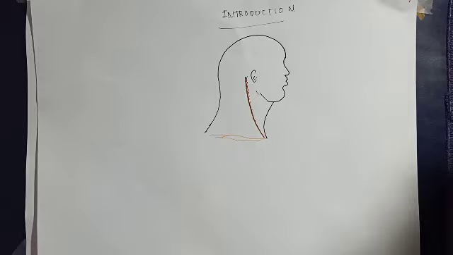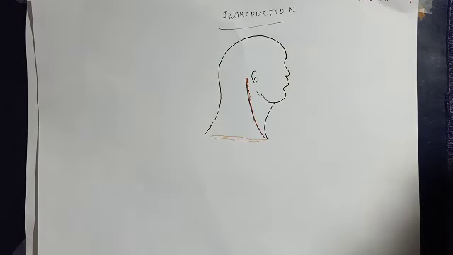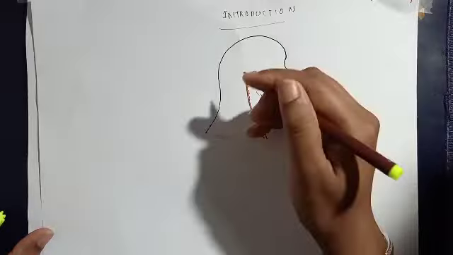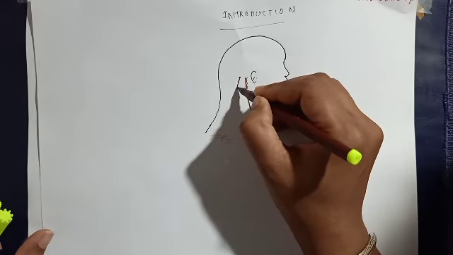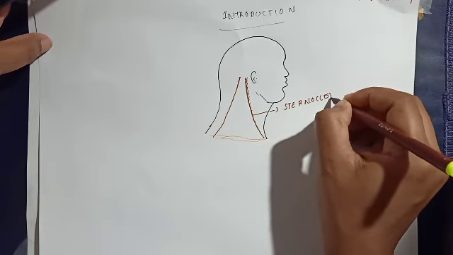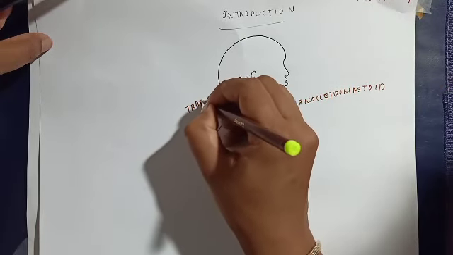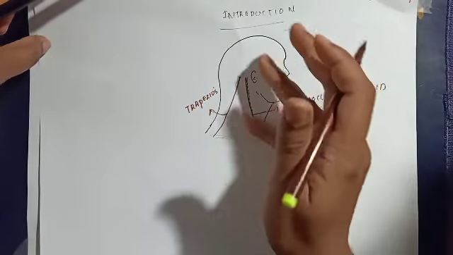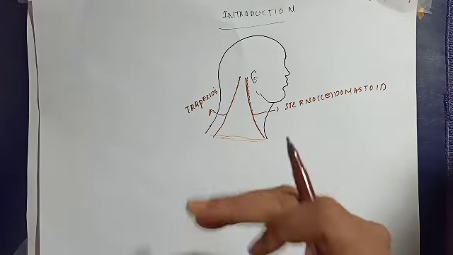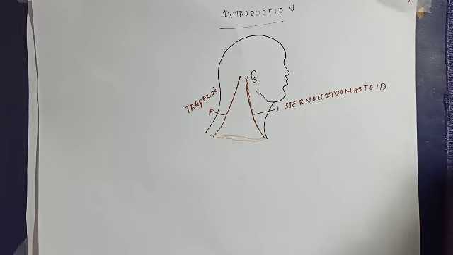If you look posterior to the posterior border of the sternocleidomastoid, you are able to see the posterior triangle. The posterior triangle is a space on the side of the neck situated behind the sternocleidomastoid muscle. You have another muscle here, the trapezius muscle. Posterior to the sternocleidomastoid, you see a triangular space, located on the side of the neck between the sternocleidomastoid and the trapezius muscle.